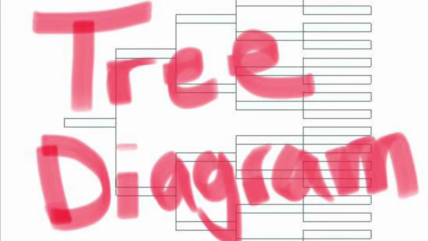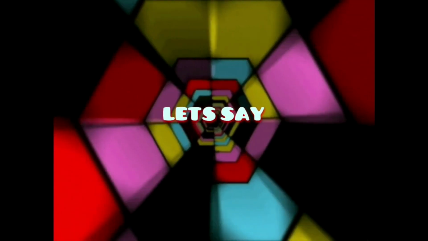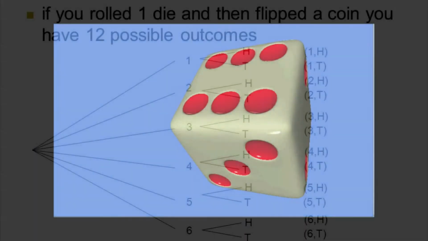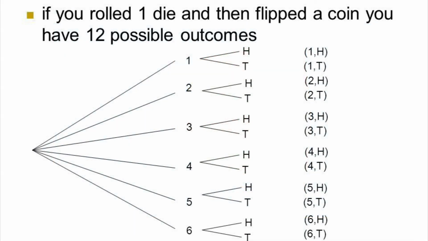When identifying a sample space, a tree diagram gives you a visual display of the outcomes. Let's say you're tossing a coin and then rolling a six-sided die. Let's determine the sample space and the number of outcomes. This tree diagram shows that if you rolled one die and then flipped a coin, you'll have 12 possible outcomes. But don't worry, because there's an easier way to do this math.